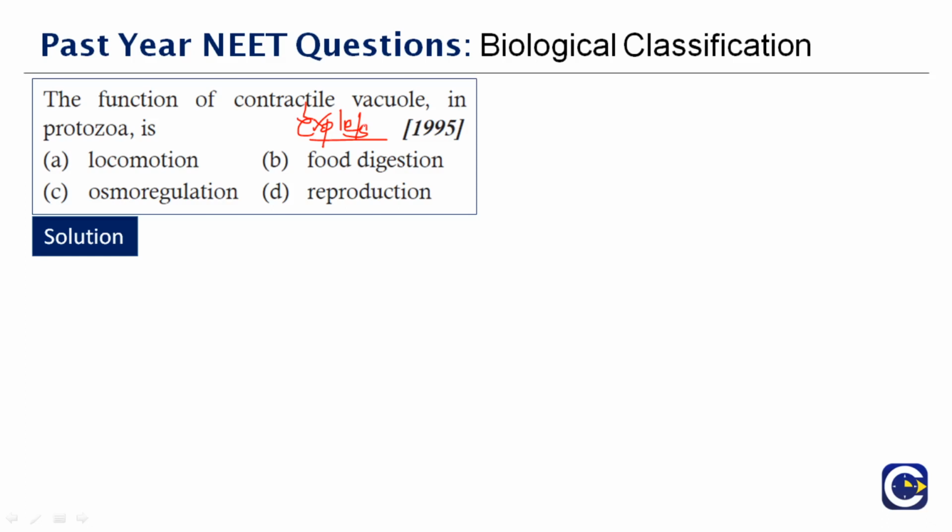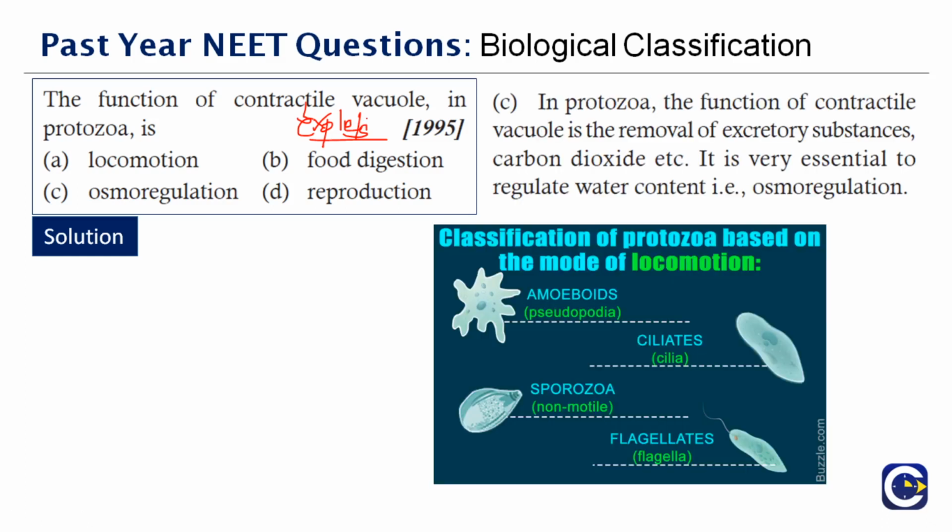The point of the contractile vacuole is to pump water out of the cell through a process called osmoregulation, the regulation of osmotic pressure. It occurs in freshwater protists, but mainly it belongs to the kingdom of Protista as a whole. Therefore, out of the 4 options given here, the correct answer is option C, osmoregulation. In protozoa, the function of the contractile vacuole is the removal of excretory substance. That is, when the amount of liquid is in excess, it will be expelled from the body.